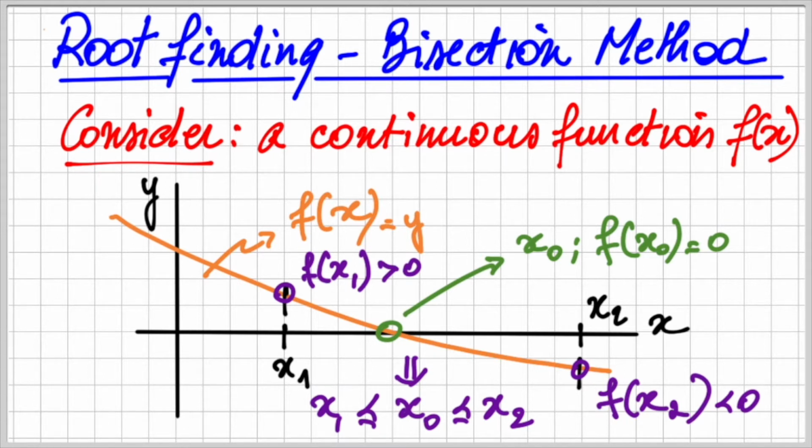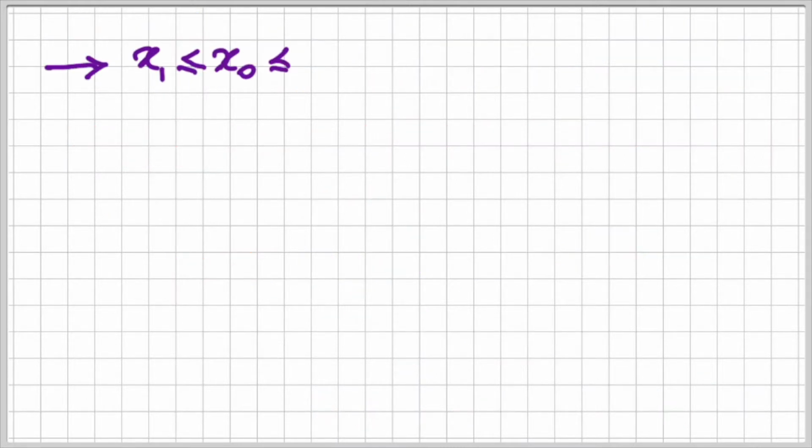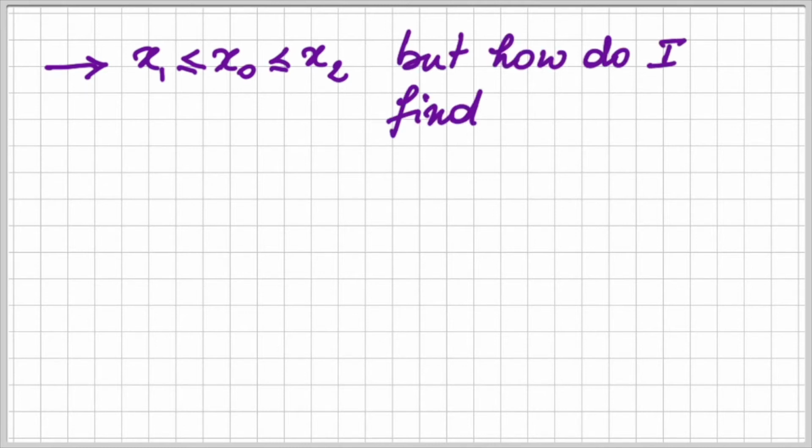We're going to start here with a first interval, the interval x1, x2, in which we have to find the root x0. We know from the graph that x1 and x2 include x0, so x0 is between x1 and x2. We have to find the exact value of x0. And how do I do that?